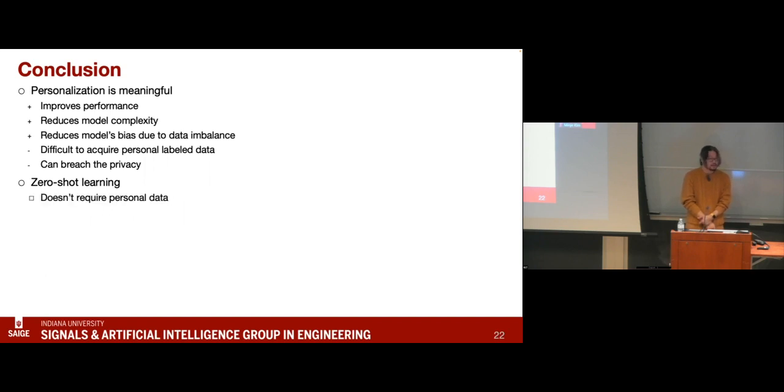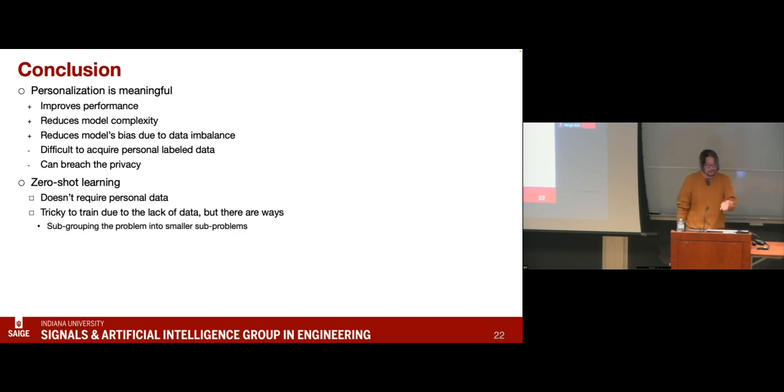And the zero-shot learning methods are kind of useful because they don't require personal data. But it's a little bit tricky because we don't have data. So there are some different ways we saw today that are kind of working to some degree.